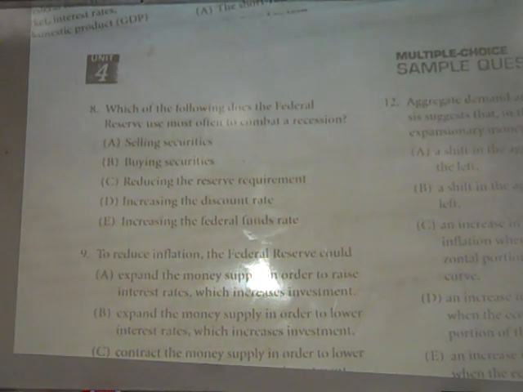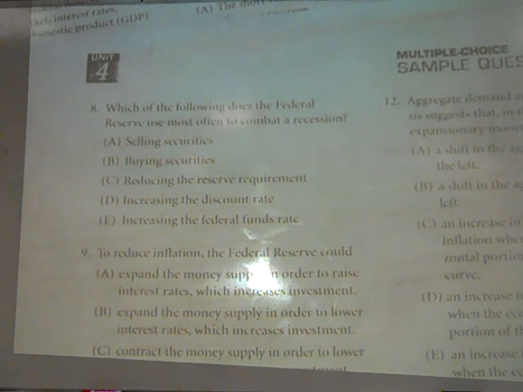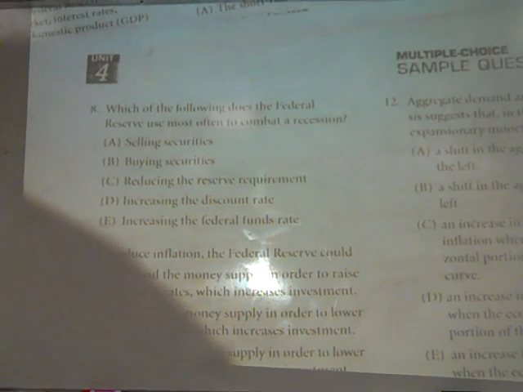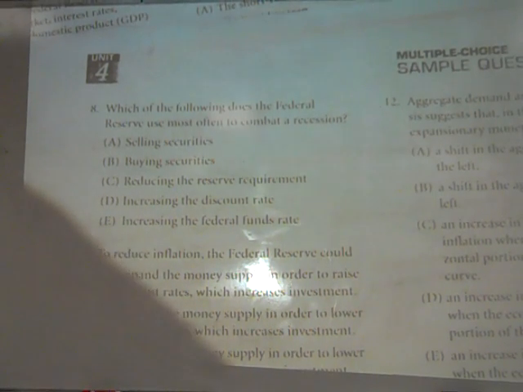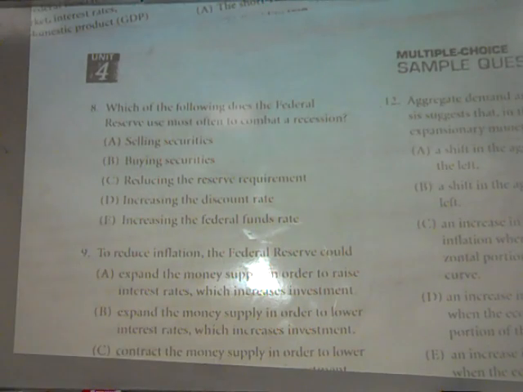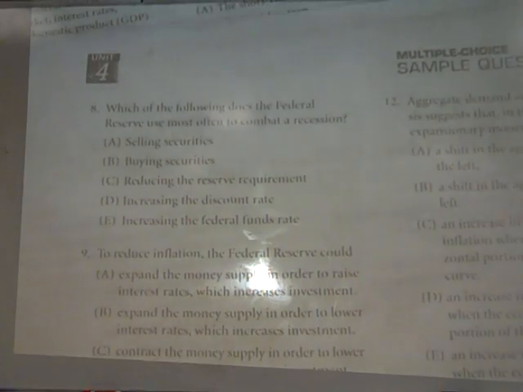All right, this is the fifth multiple choice section review. In the last video we left off on Unit 4, Question 7. So here we are in Unit 4, Question 8. And they're about to start asking me questions about monetary policy. Great to take care of that beforehand.